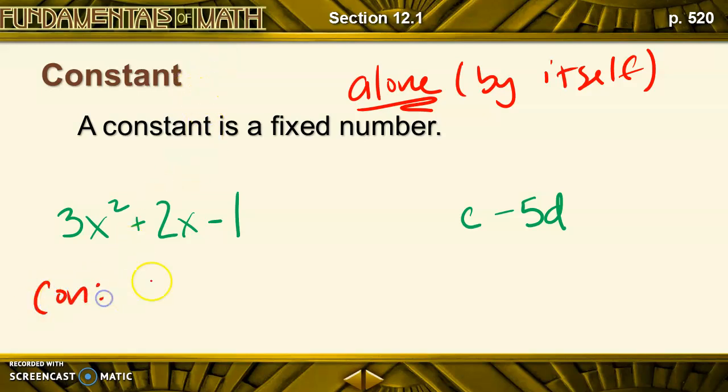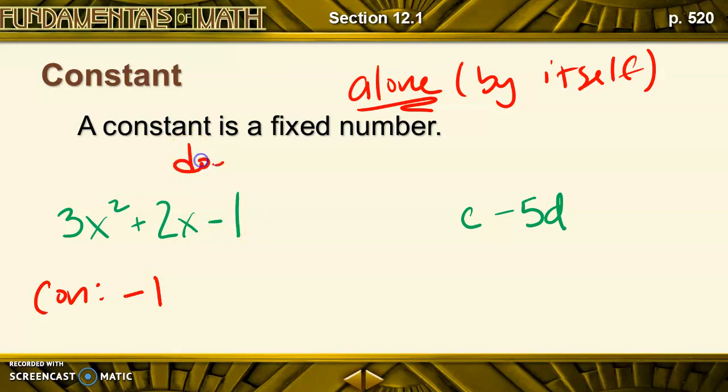So what are the constants for this one? Well, 3 is a coefficient and 2 is a coefficient. X is a variable, but the constant is going to be -1. It's a number that doesn't have a variable.